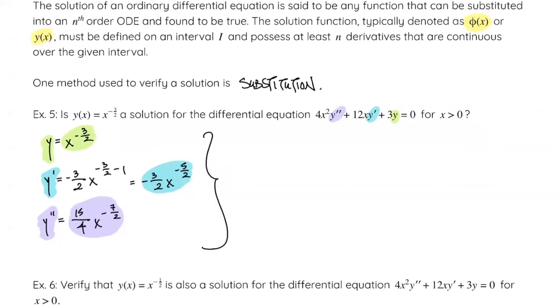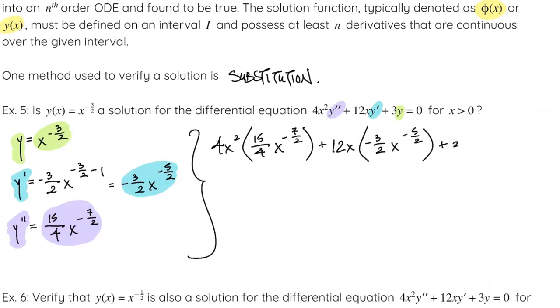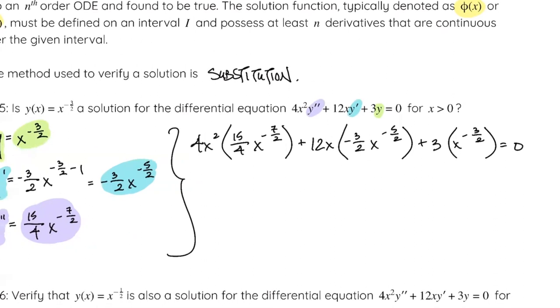So we're going to take all of this and plug it into that. 4x squared times 15/4 x to the -7/2, plus 12x times -3/2 x to the -5/2, plus 3x to the -3/2, and we hope that equals 0. This is just our y double prime substitution, our y prime substitution, our y substitution.